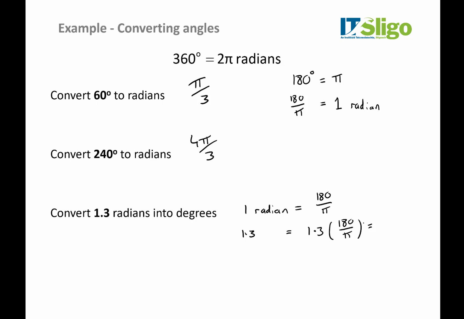So now we can get the calculator. So it's 1.3 by 180 divided by, make sure I get divided by pi. And that gives us 74.5 degrees.